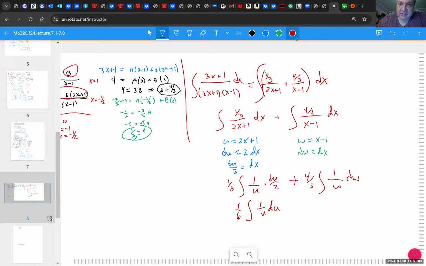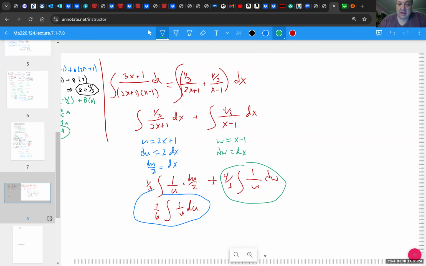So I'm going to get this one right here, 1/6 integral of 1 over u, which is ln u. And I'm going to add that to this one right here, which is 4/3 times the integral of 1 over w, which is just 4/3 ln w. And so I have now been able to antidifferentiate these by decomposing them and using a little bit of substitution. I'm running out of space, so let me go over here. I have 1/6 ln of u plus 4/3.